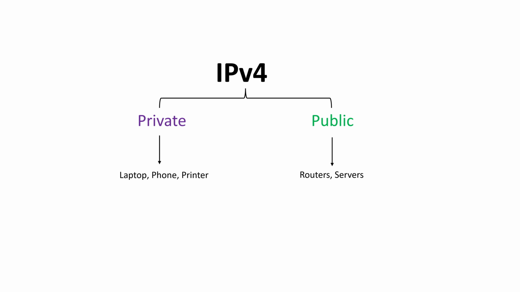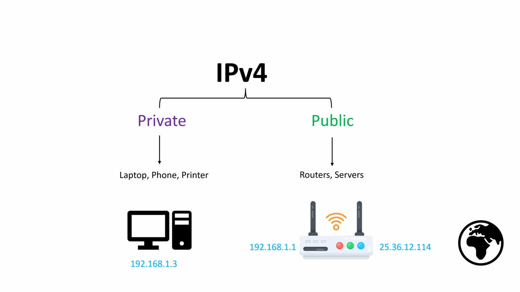Private IPs are for your devices inside your network, like your laptop, phone, printer, etc. Public IP addresses, on the other hand, are assigned to routers and servers that face the internet. For example, your computer might have a private IP like 192.168.1.3, but your router can have 2: one private IP for your LAN and one public IP for the internet. This is where NAT, or Network Address Translation, comes in.